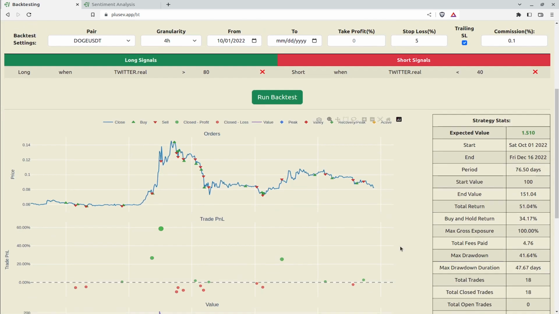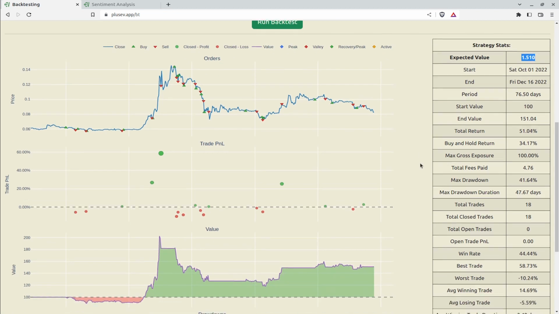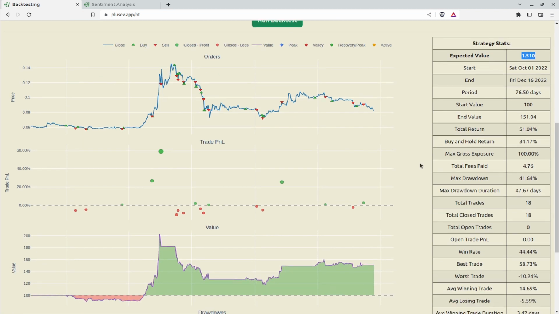So here are the results. On the right-hand side, we have a bunch of stats starting with the expected value. You can also interpret the EV like a multiplier on the starting capital. So generally a value below 1 would be bad, and above 1 would be good.